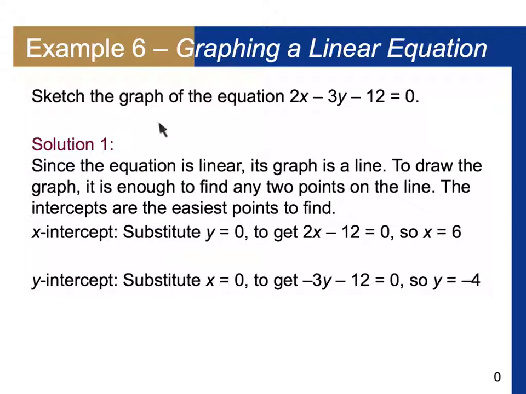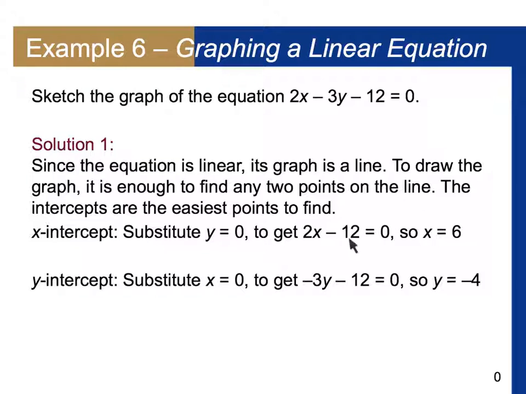Okay, so let's look at an example. Sketch the graph of 2x minus 3y minus 12 equals 0. Here, we know it's a line. We need to find more than 2 points, though, because if you find 2 points and one of them is wrong, your line is completely wrong except for 1 point. So you want to find at least 3 points. But we can start by saying, okay, let's find the x-intercept.